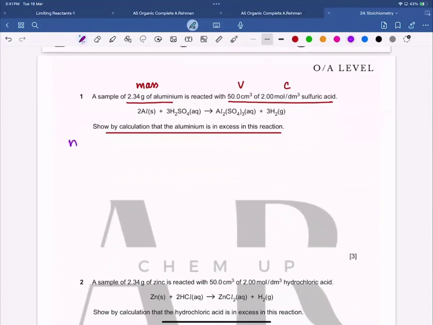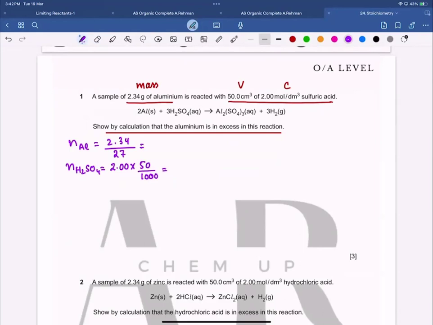So the aluminium that I have is 2.34 gram. I divide that mass of aluminium by its Ar, which is 27. Can anyone tell me the answer, please? Then I will find the moles of sulfuric acid by multiplying its concentration by its volume, and that volume must be converted into dm³.